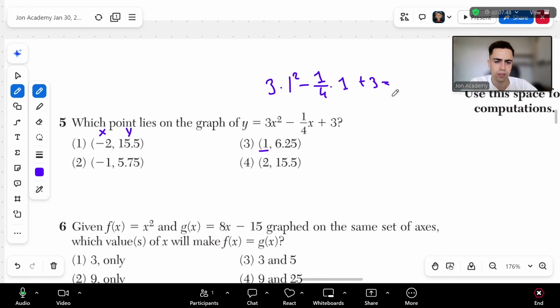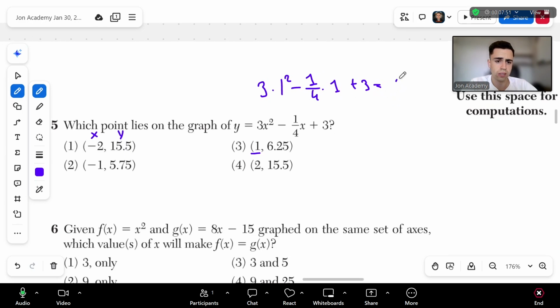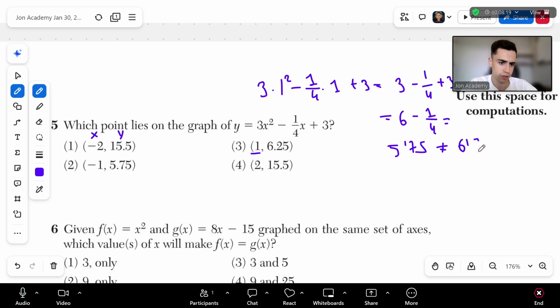And this is gonna be 1 squared is just 1, so 3 minus 1/4 plus 3. And this is gonna be 6 minus 1/4, no? So 6 minus 1/4 is gonna be 5.75. So that didn't work because the y should have been 6.25. So this didn't work, no? Different from 6.75. And this is what we should do with all others, no? Let's try now, for example, the fourth one, no?